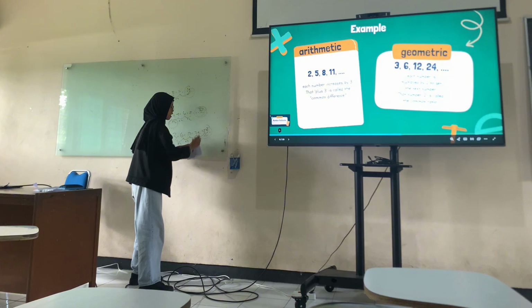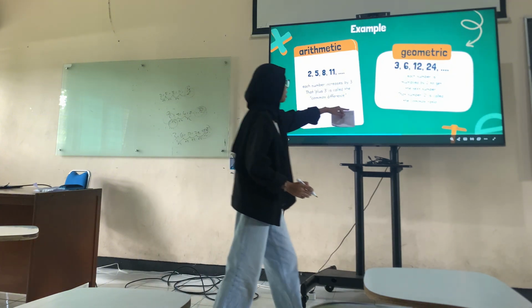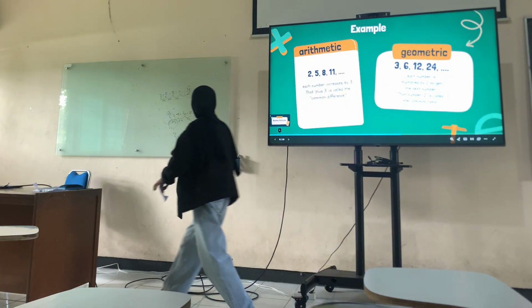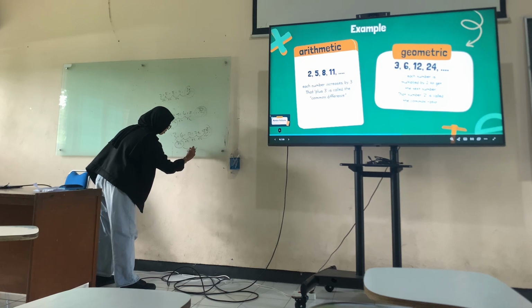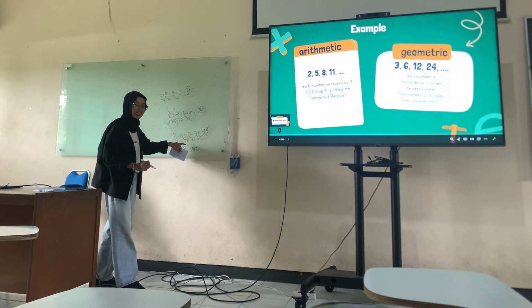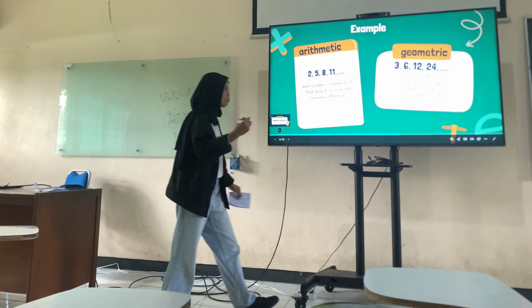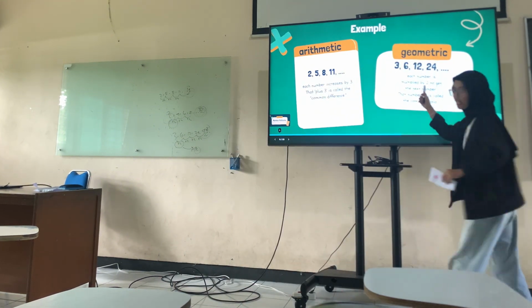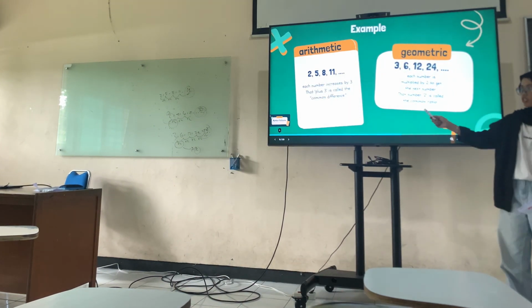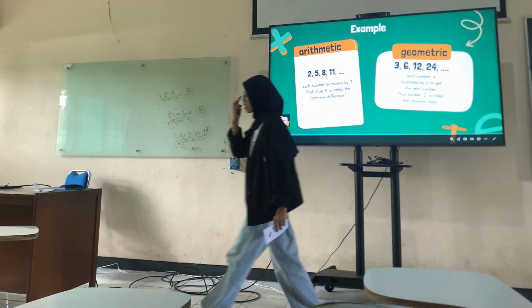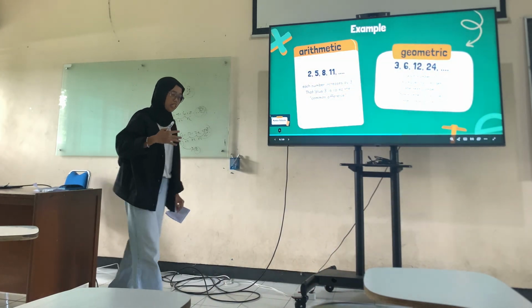48. That's absolutely right. And it's called geometric, and it's called common ratio. Why common ratio? Because the pattern here is found by multiplying. Or when you find that each term's pattern is dividing, it's called common ratio too, because in geometry, each term is found by multiplying and dividing.